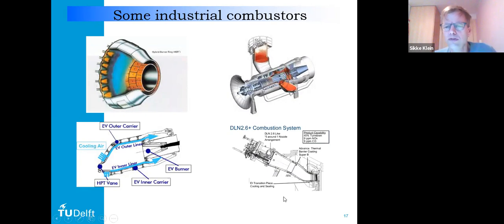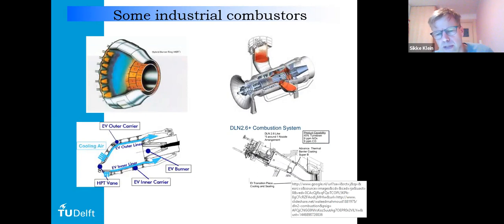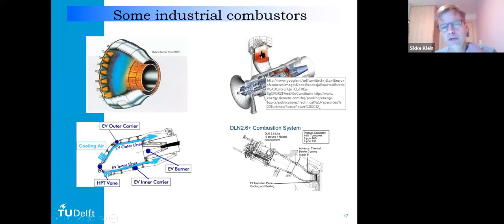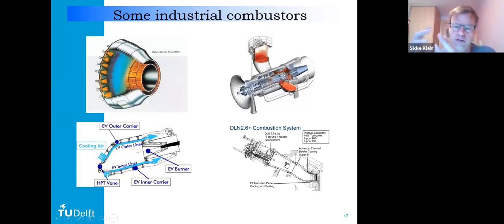So what configuration has the best performance? Most gas turbine manufacturers nowadays apply the CAN type combustor. There are a number of advantages. They are easily replaced, so you can really design them for a high temperature. If you have a very complex one, they cannot be replaced. You have all kinds of tiles for protection, which makes them more complex, so the can can easily be replaced.